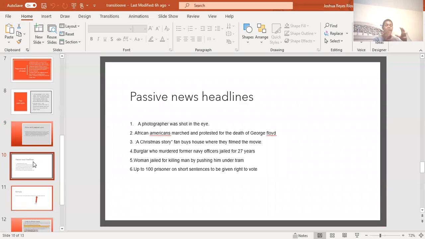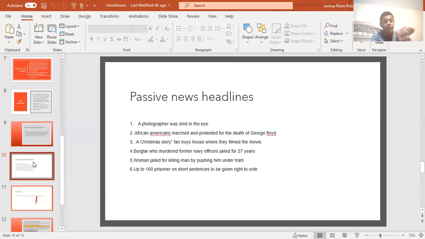These are real passive news headlines that I found online. You can find them yourselves. So, a photographer was shot in the eye. The word was makes it passive, meaning that it's not in the future or in the present or in active. Again, an example of how you don't really need ed; that is not really used much. Well, not often. You understand.